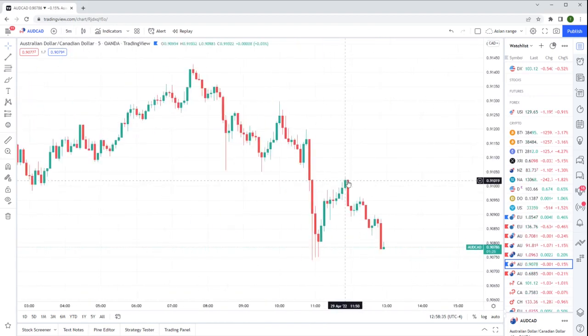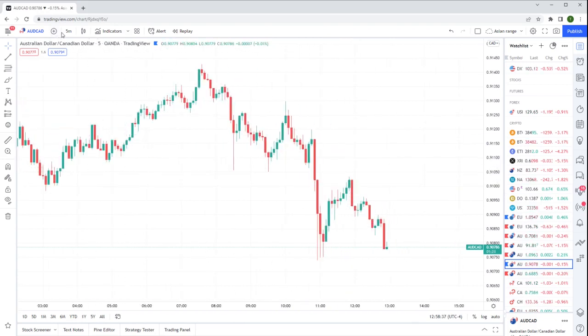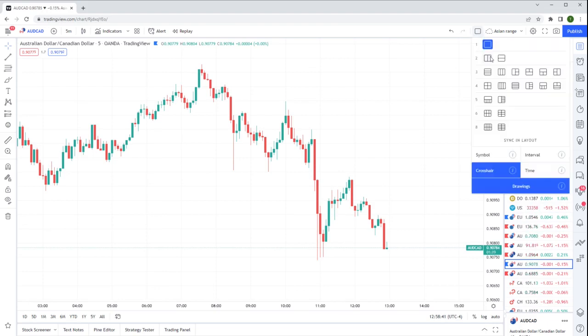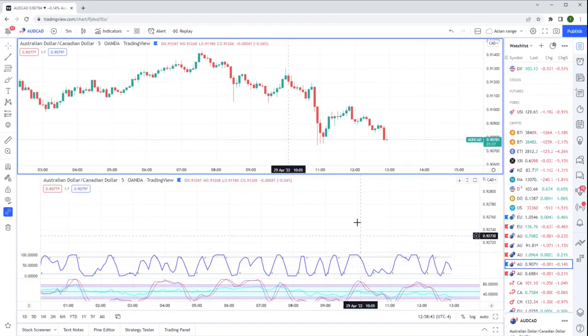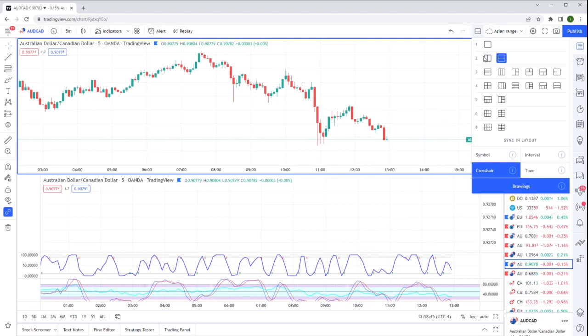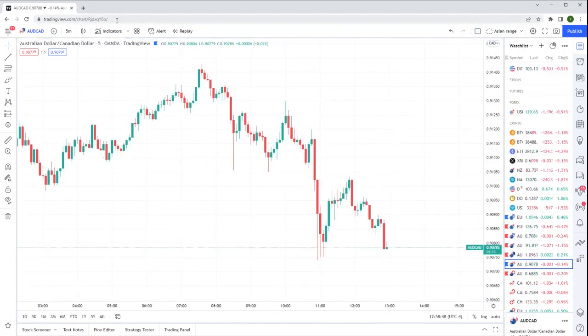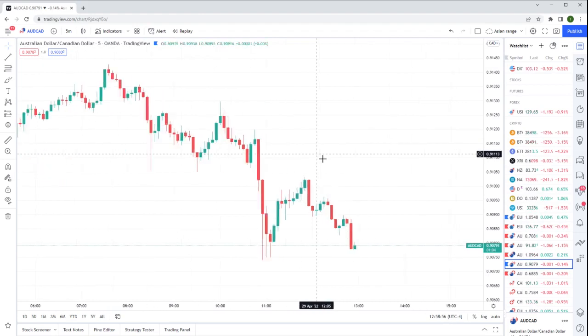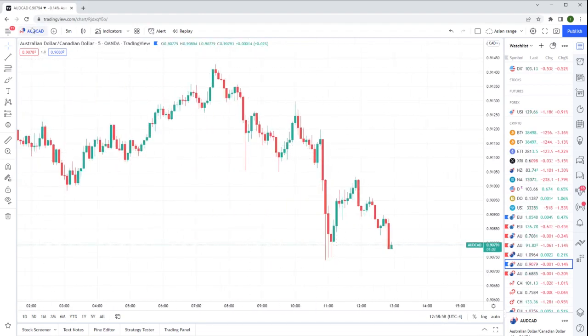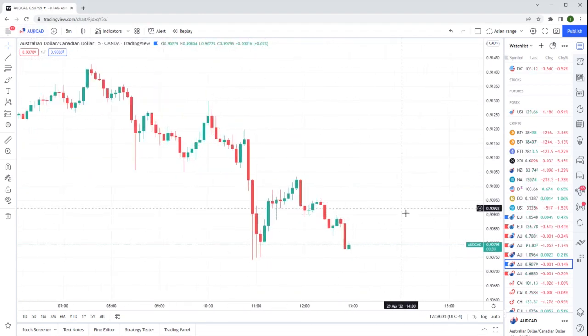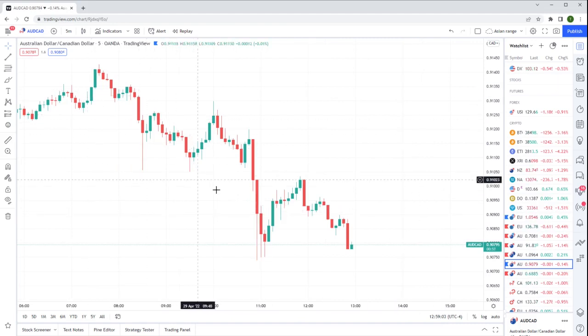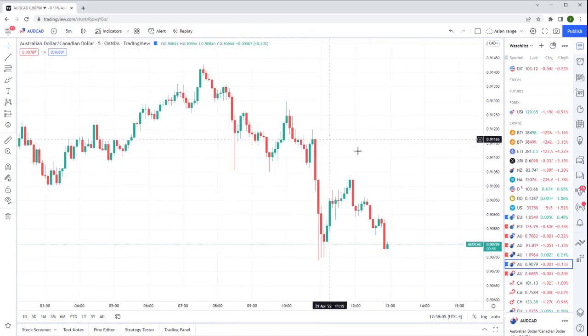But for the strategy, I actually use the 5 minute and the 1 minute at the same time in dual screen. I pay for the plan. Before I would pay for it, I would just have two different windows, the 5 minute open right here and a 1 minute open right here, or vice versa, for whatever pair I was looking at. But right now we're looking at AUD CAD, and we're on the 5 minute chart.